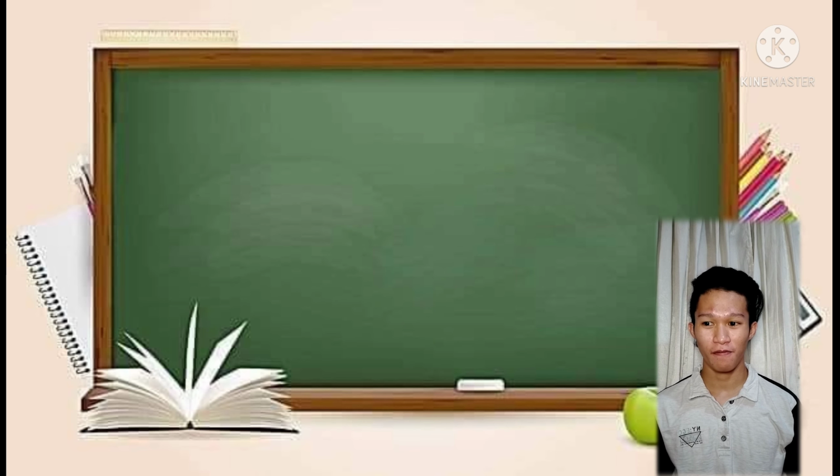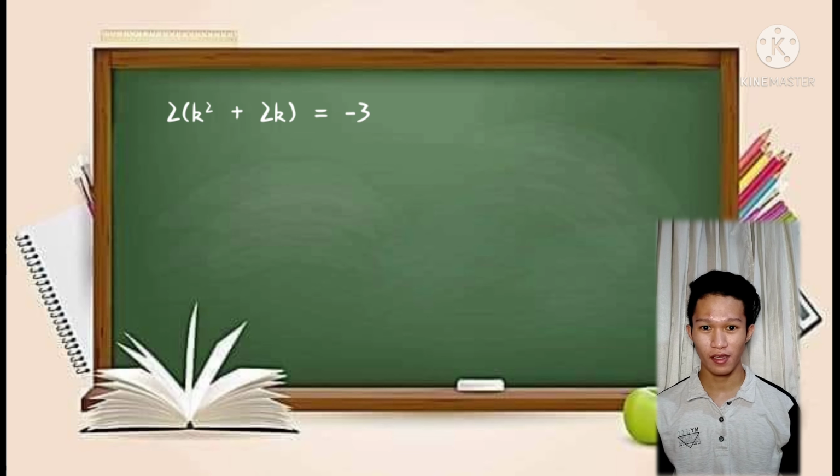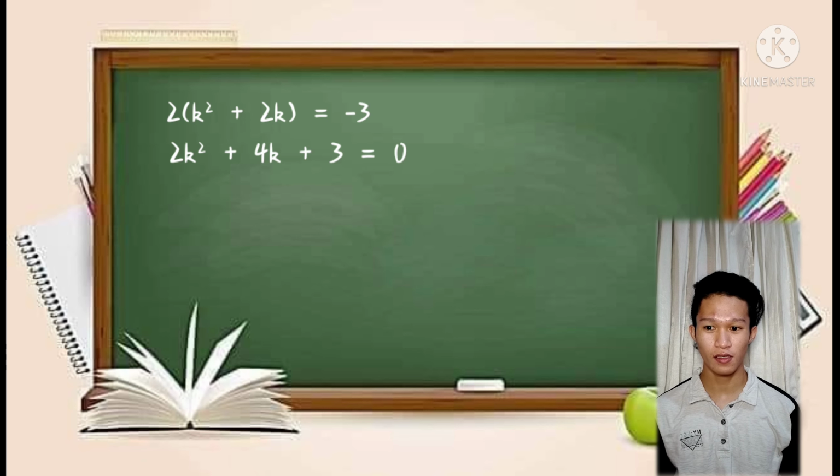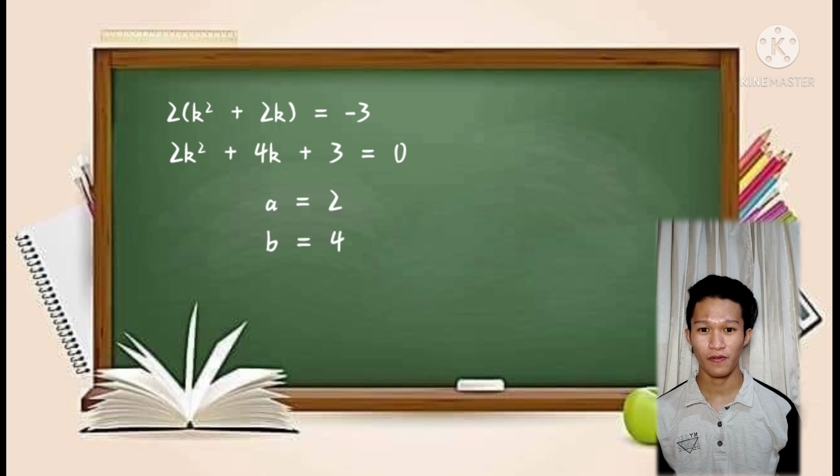For example, we have 2 times 2k squared plus 2k is equal to negative 3. For its standard form, it will be 2k squared plus 4k plus 3 is equal to 0. And the value of a is equal to 2, the value of b is equal to 4, and the value of c is equal to 3.